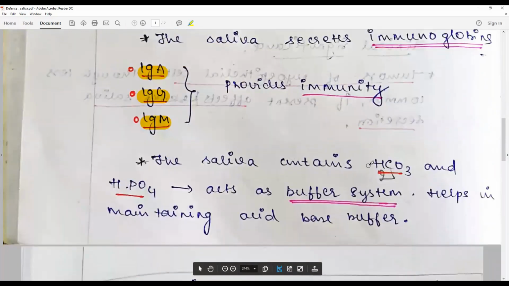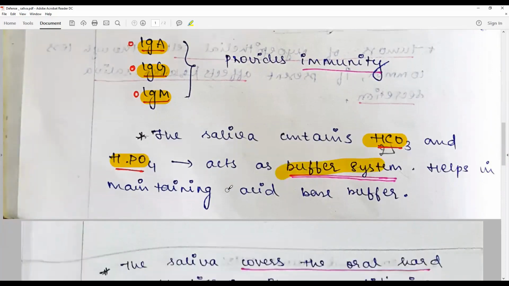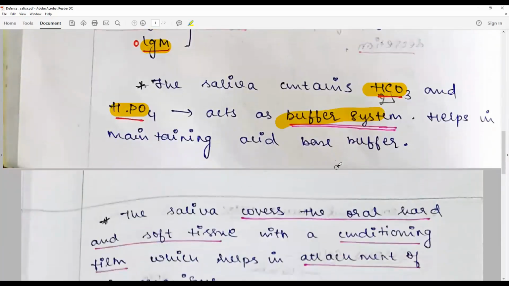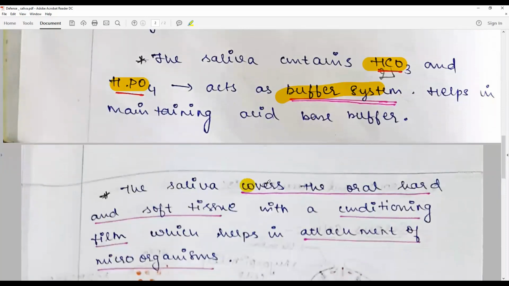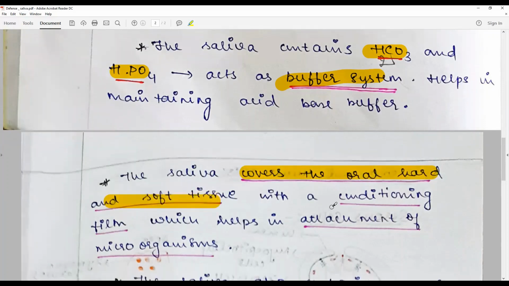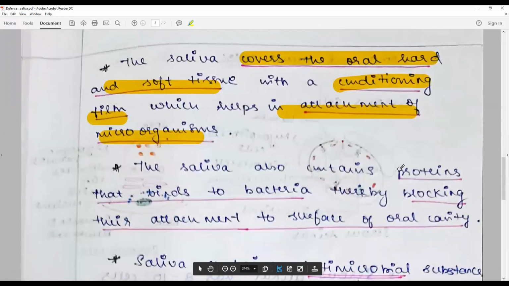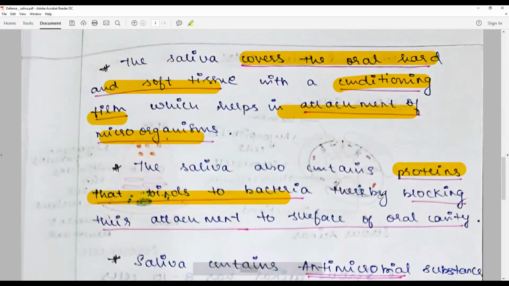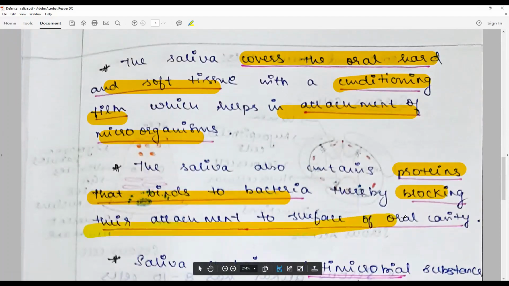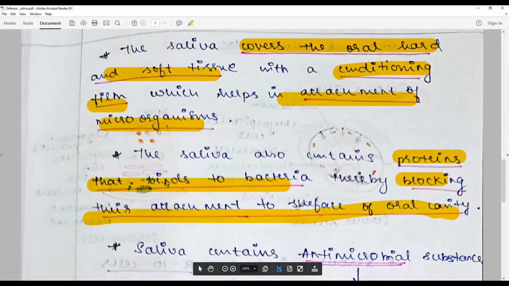It contains bicarbonates and phosphates that act as buffer systems and help in the buffering of acids and bases. They also have water and a mucus content that covers the oral hard tissue, making a conditioned biofilm, which prevents the attachment of microorganisms. They also contain proteins that bind to the bacteria, thereby blocking their attachment to the surface of the oral cavity, hard tissue and soft tissue.